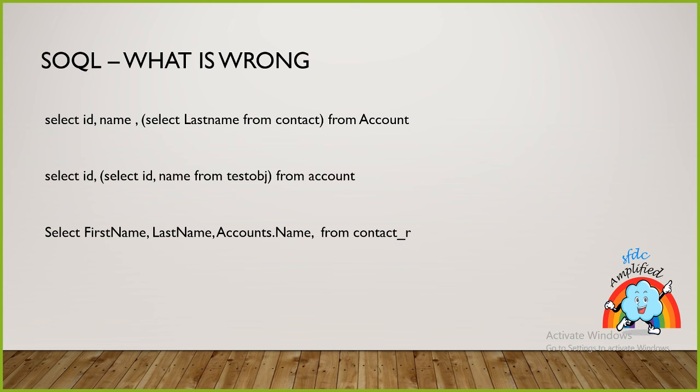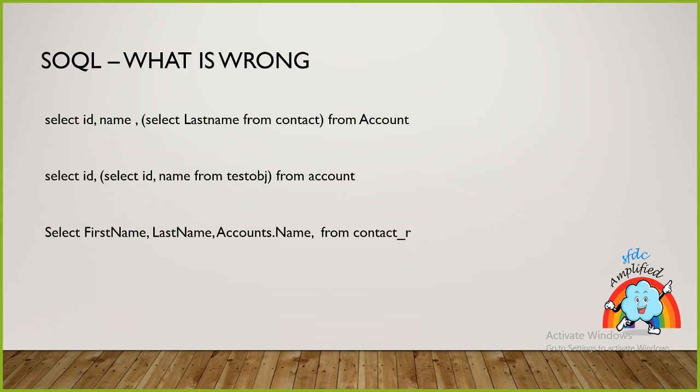Tell me what is wrong there. Select first name, comma, last name, comma, account dot name from contact. No, that is contacts. So we will be putting contacts or contact. And what is wrong in accounts dot name? Accounts dot name, comma. There should not be the comma.